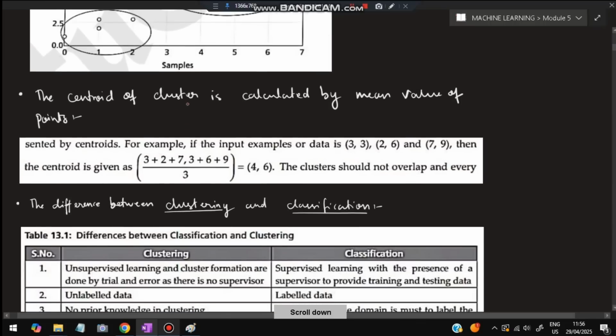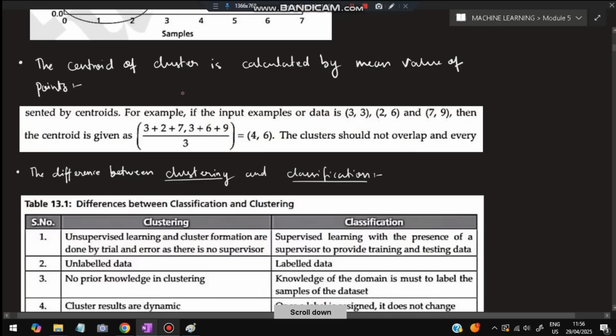Now the centroid of the cluster is calculated by the mean value of points. Suppose that the points are (3, 3), (2, 6) and (7, 9). How do you find the midpoint of this? What you will do is (3 plus 2 plus 7) divided by 3, and (3 plus 6 plus 9) divided by 3. When you do that, you'll get (4, 6). That (4, 6) will be somewhere in the middle of those 3 points, calculated equally distant from each of these points.